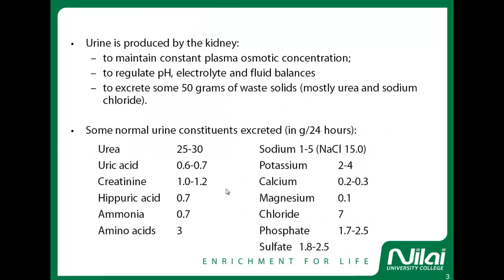Urine is produced by the kidney to maintain constant plasma osmotic concentration, to regulate pH, electrolyte and fluid balances, to excrete some 50 grams of waste solid, mostly urea and sodium chloride. Some normal urine constituents excreted in grams per 24 hours: urea 25 to 30, uric acid 0.6 to 0.7, creatinine 1 to 1.2, ammonia 0.7, sodium chloride 1 to 15, potassium 2 to 4, calcium 0.2 to 0.3, magnesium 0.1, chloride 7, phosphate 1.7 to 2.5, sulfate 1.8 to 2.5.